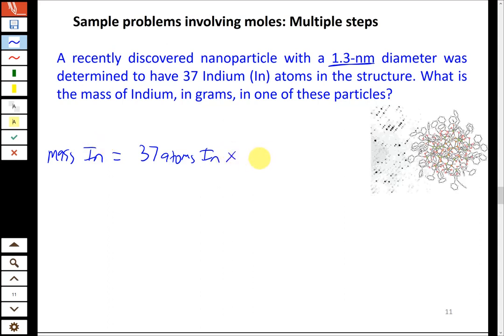So what we're going to do is convert to moles. If we know how many atoms there are, Avogadro's number is the relationship there. So we want atoms to cancel out, and we're going to go into moles of that substance. That's going to be Avogadro's number. We know that there's 6.02 times 10 to the 23rd atoms in 1 mole.